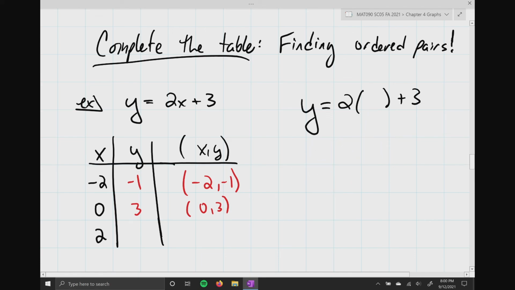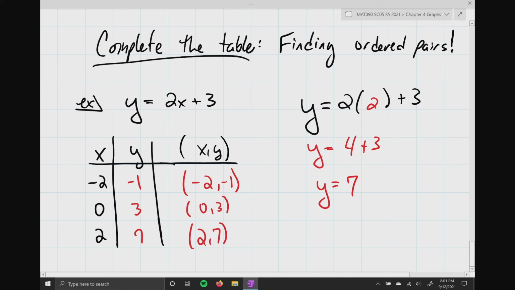Okay? We substitute 2 in for x. So when x equals 2, y is going to equal 2 times 2. All right, sorry about that. I completely lost my train of thought. So when x equals 2, y equals 2 times 2, which is 4, plus 3. And y equals 4 plus 3, which is 7. So this is going to be the ordered pair (2, 7).